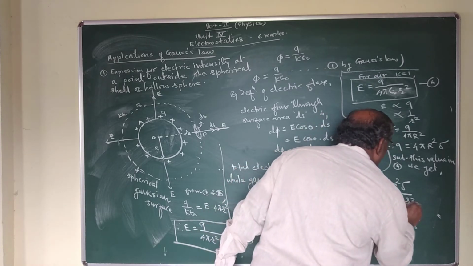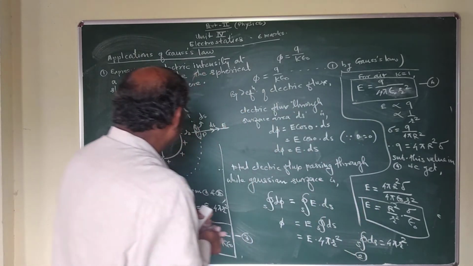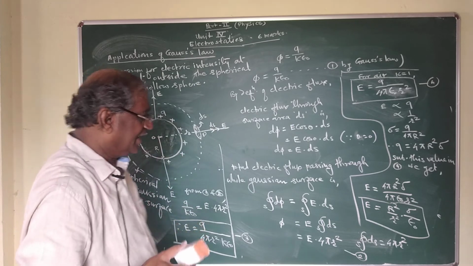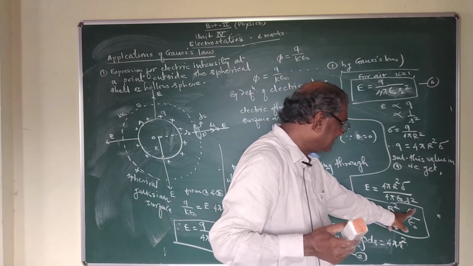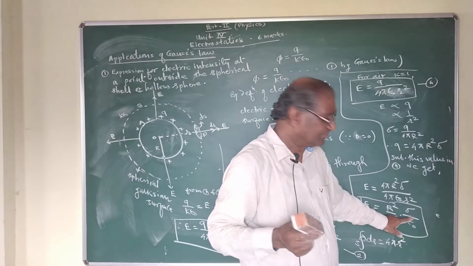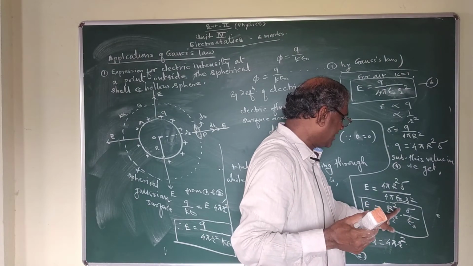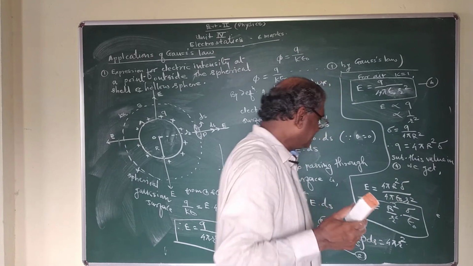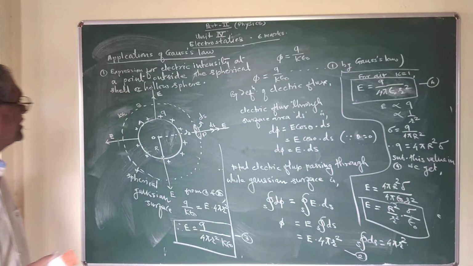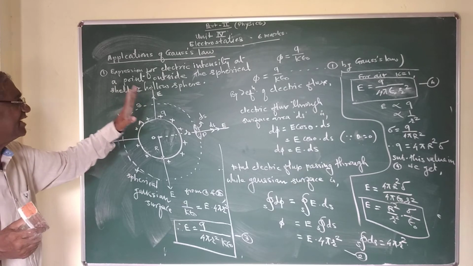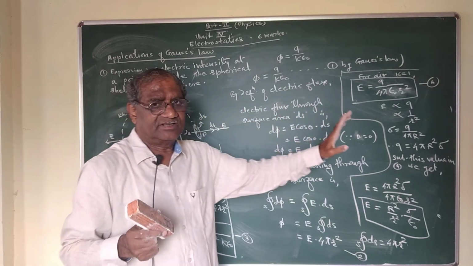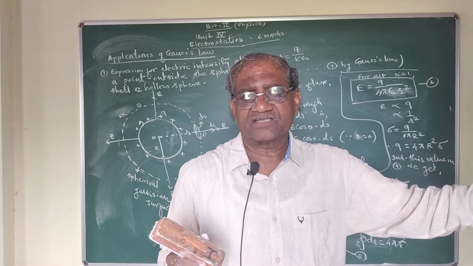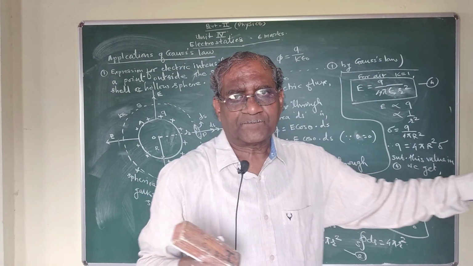This is the expression for electric intensity at a point outside the charged sphere in terms of surface density of charge. E is equal to R square upon r square into sigma upon epsilon 0. So in this way we can obtain the expression for electric intensity at a point outside the charged spherical shell or charged hollow sphere. Clear?